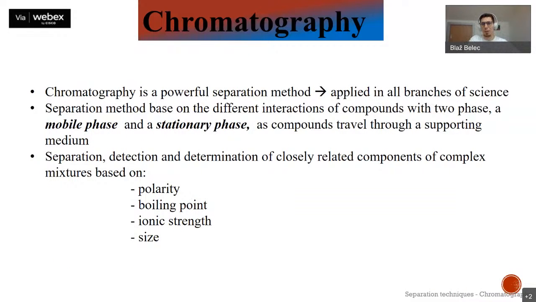Chromatography is applied in all branches of science. It's a separation method that is based on different interactions of compounds with two phases, the mobile phase and the stationary phase. When the analyte is traveling with the mobile phase through the stationary phase, the compounds interact, and at the end we get the chromatogram that corresponds to the time the analyte needed to pass through the system. So separation, detection, and determination of components in mixtures is based on polarity, boiling point, ionic strength, and also the size of the molecules.